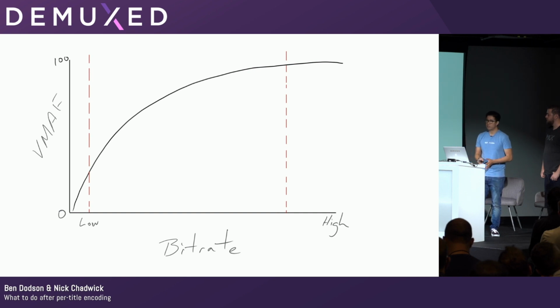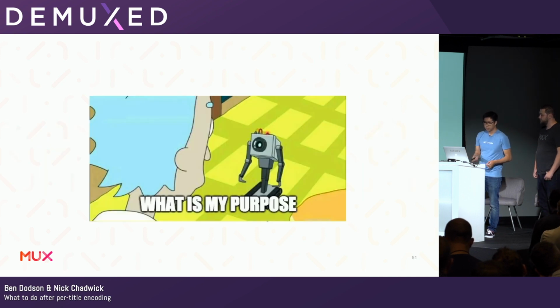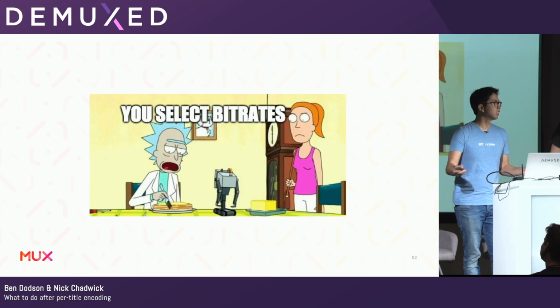Well, we decided to go with a reinforcement learning approach to doing so. The same type of AI that can beat you at Go, drive your car, and make robots that will definitely not murder you. And so we built it and turned it on and said, OK, select our bit rates.